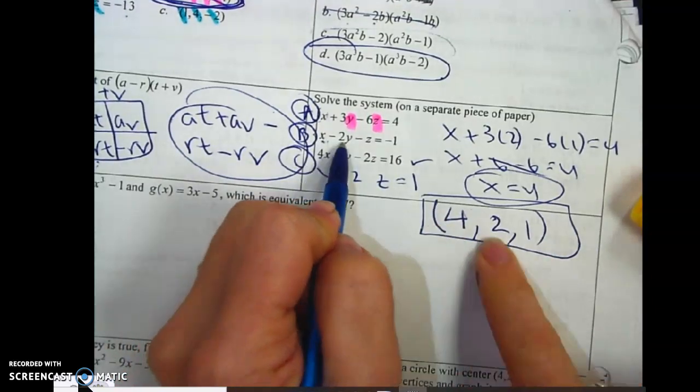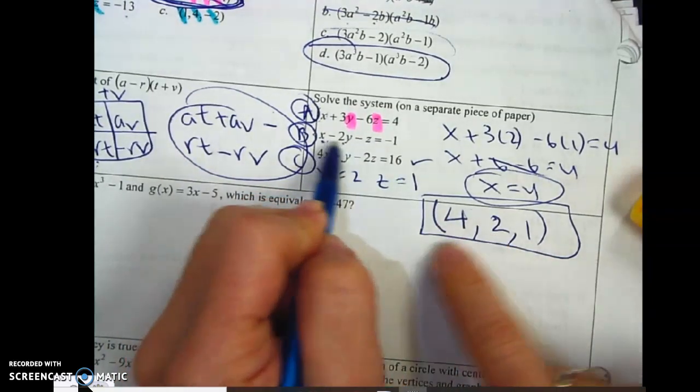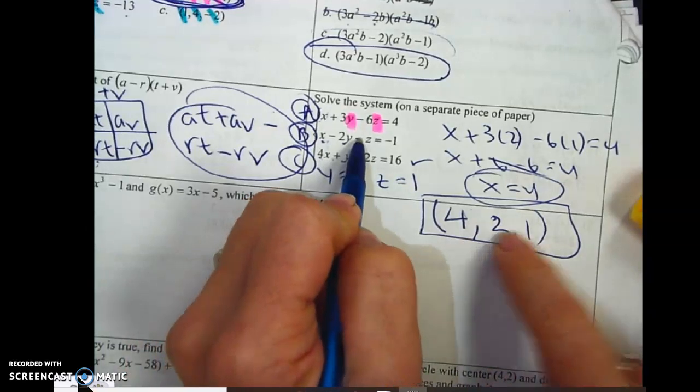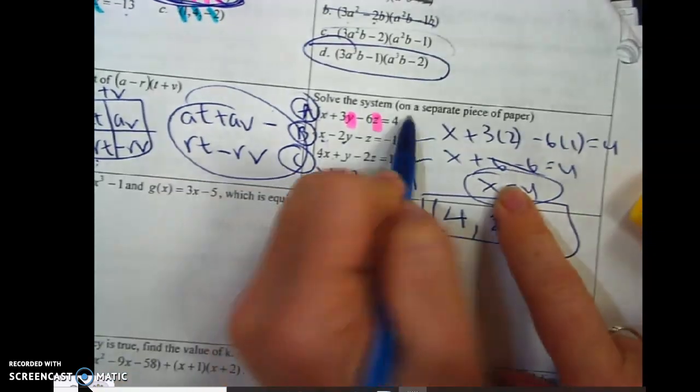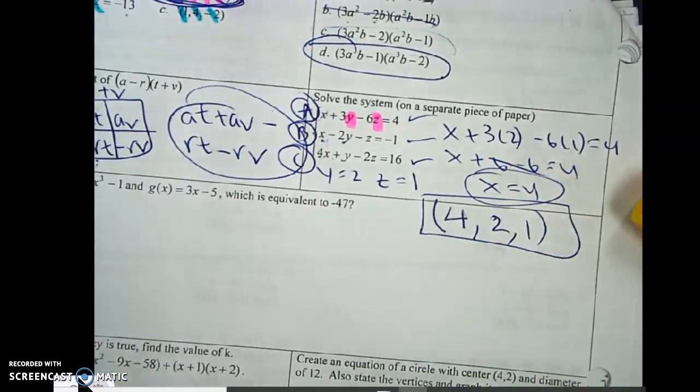That's 4. 2 times 2 is 4. 4 minus 4 is 0. Negative of 1 is negative 1. And I know it works for the first one because that's what I plugged in. I'm feeling pretty confident. Okay.